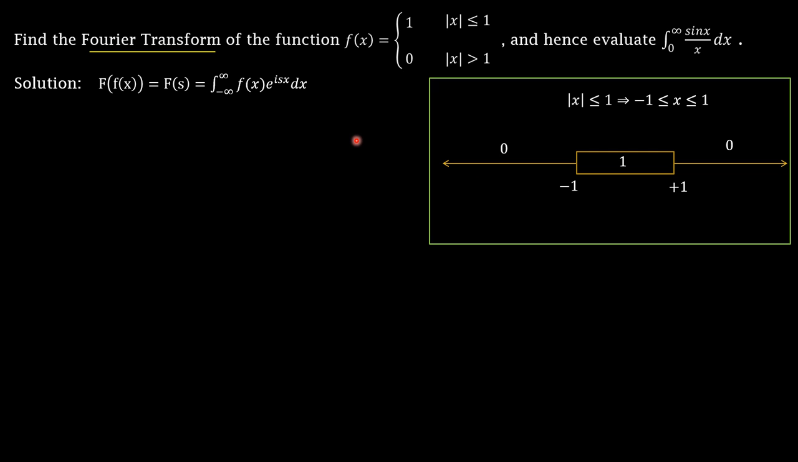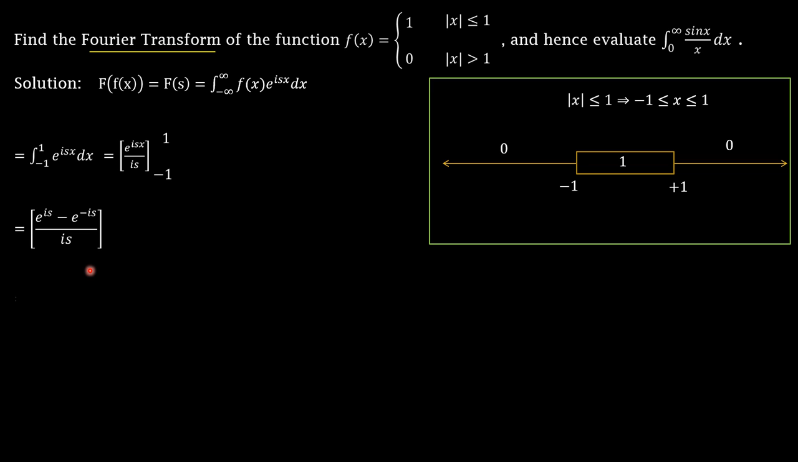So the above integral reduces to the form integration from minus 1 to 1. What is your function value in the interval minus 1 to 1? It is 1, right? So it is 1 into e to the power isx dx. Evaluate this integral, apply the limits, so that you are going to get e to the power is minus e to the power minus is, divided by i into s.